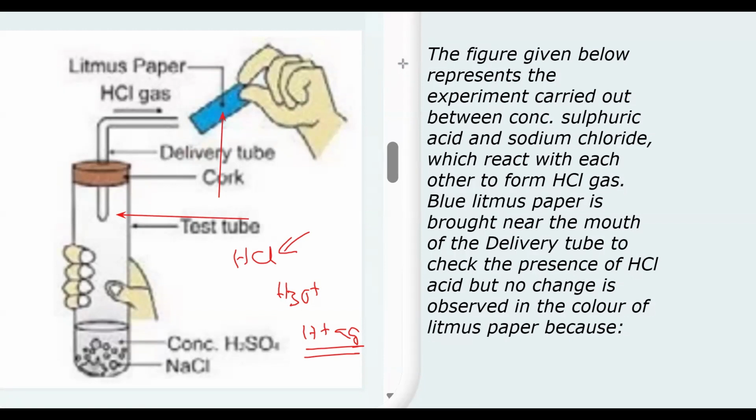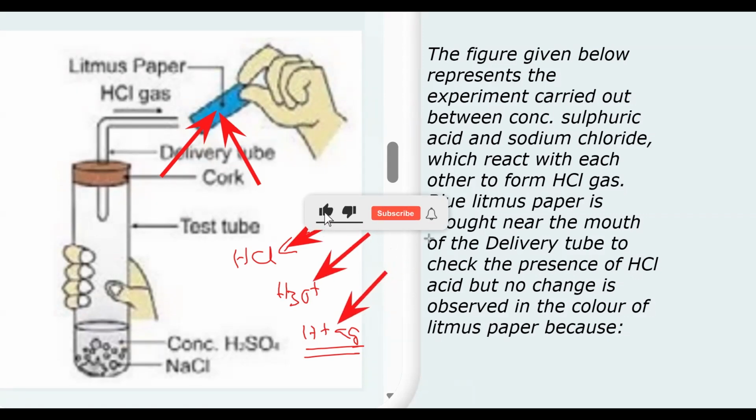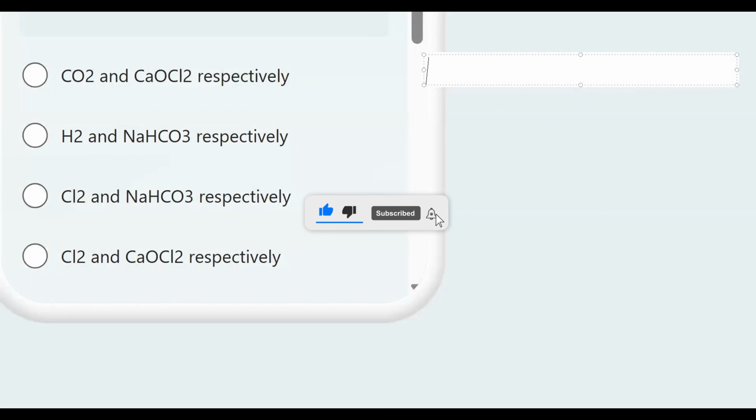The only way we can bring about a change in color is either to moisten this blue litmus paper or to dissolve this dry litmus paper into water containing this acid. So that's the reason it is not turning. So one more time, any acid shows its acidic behavior when it releases H plus ions, and it releases them only in the presence of water.